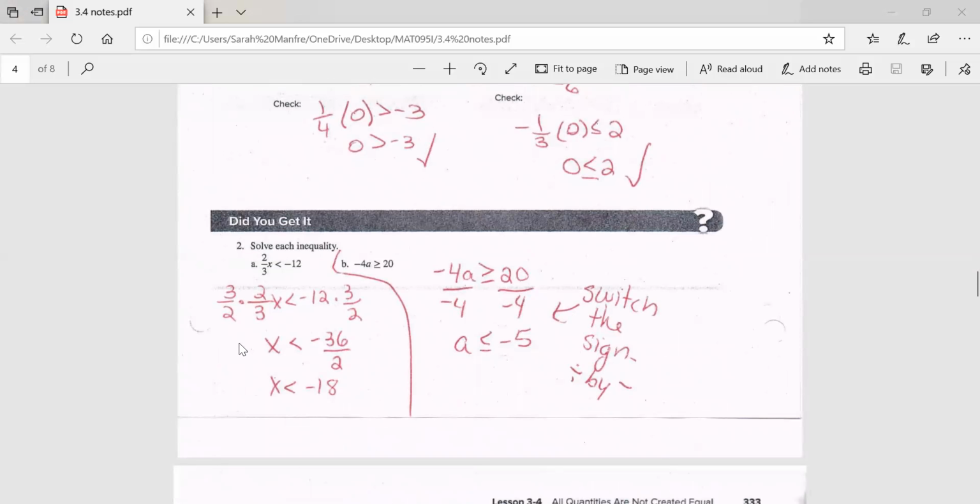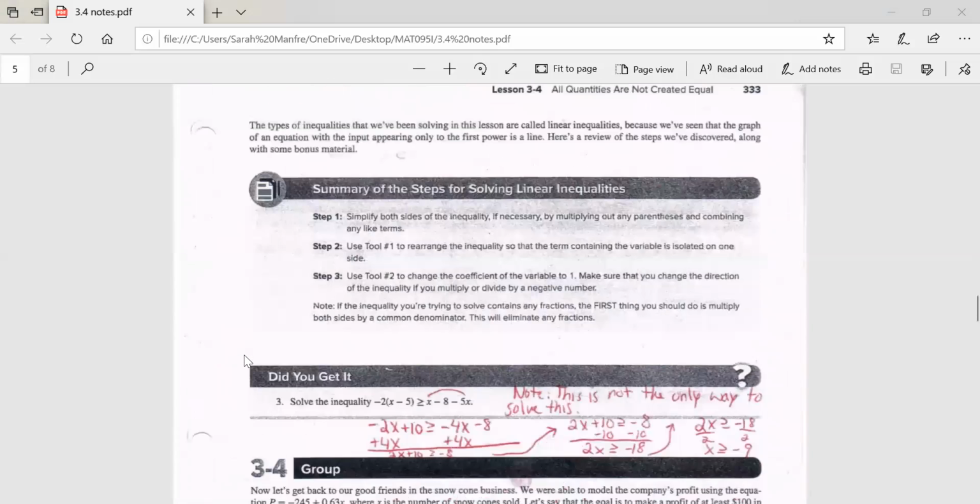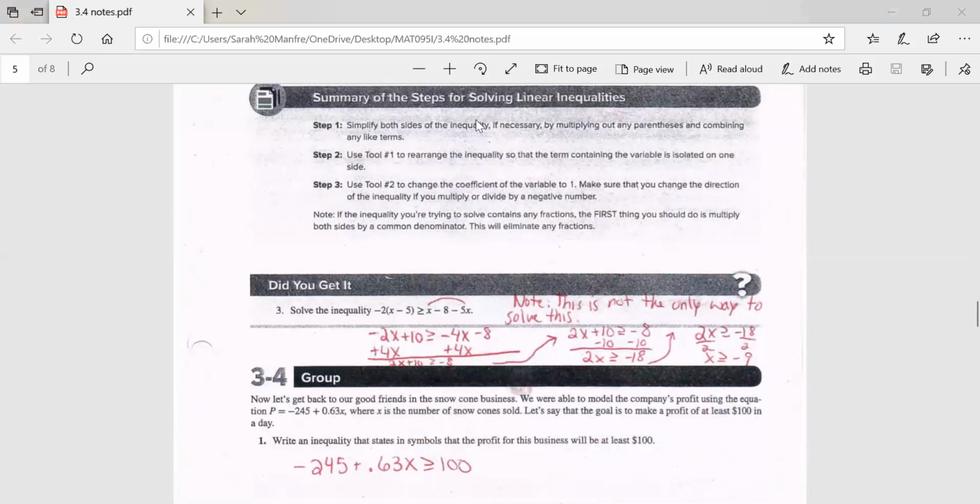Did you get it? I just want to note in A, the reciprocal of 2/3 is 3/2. So I multiplied both sides by 3/2. All right, and over here, there's a quick summary of the steps of solving a linear inequality for you to review, which is exactly what we went over.